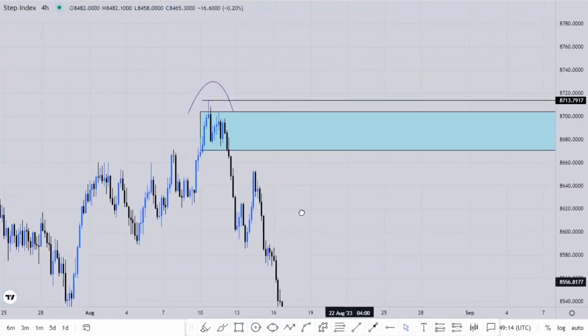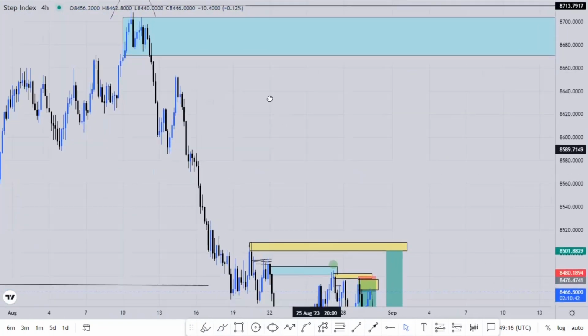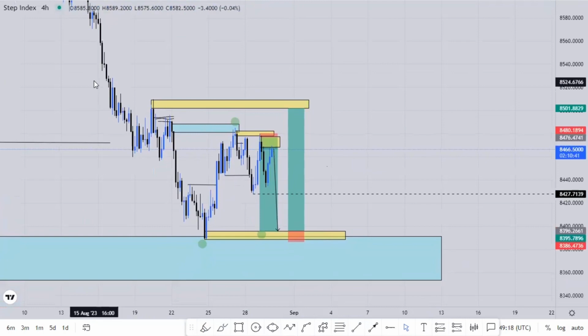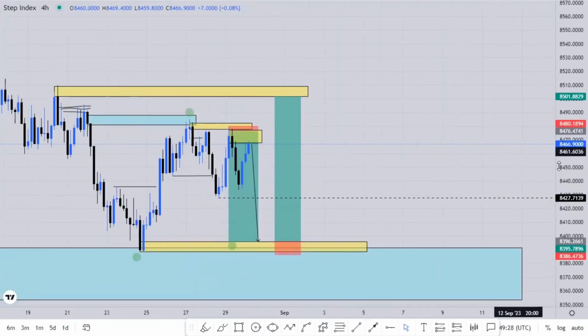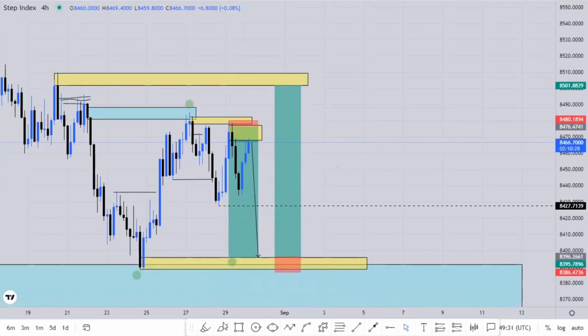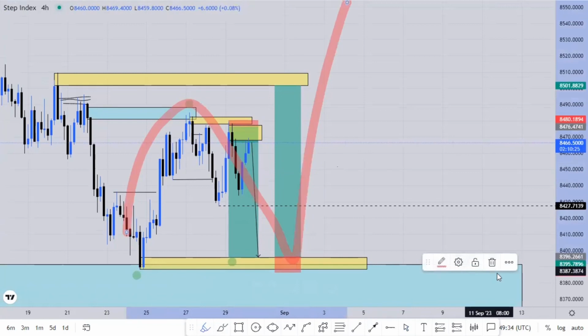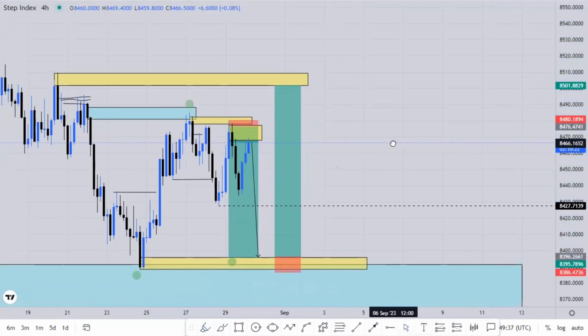In order to facilitate those buys that we want to the upside, this market had to shift this bearish internal order flow into bullish. Where did it shift? It shifted here. So after it shifts there, what we are now expecting and waiting for on Step Index is a pullback into the discount region. Pull back into discount, then we fly up.